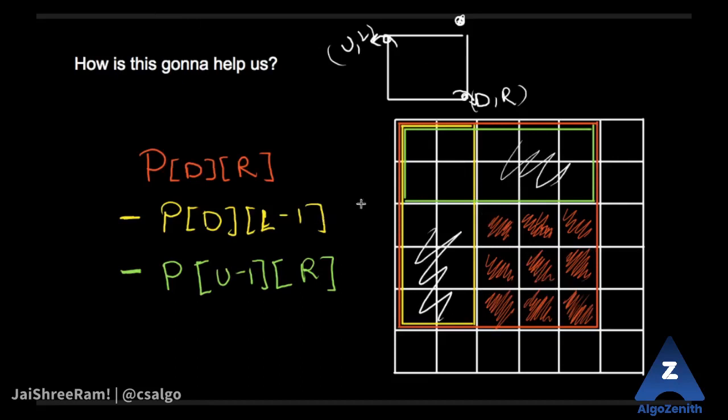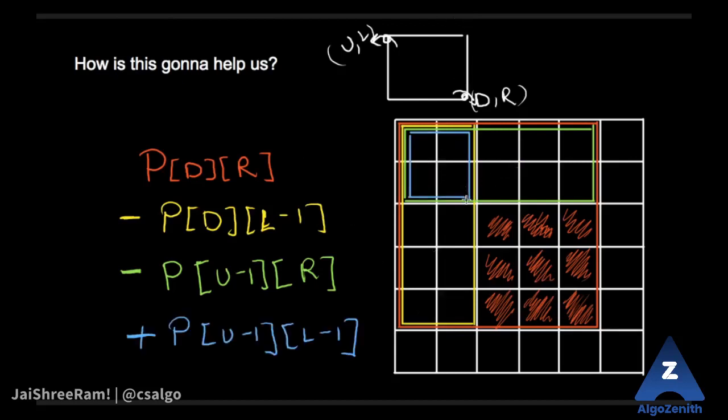But if you notice this region over here, this region has been subtracted in this part, and it has been added only once. So it is currently in a negative contribution kind of thing. So we need to remove the contribution of these elements. So we add this P of u minus 1 and l minus 1 to get the appropriate values. Okay, so this is the expression that you use.